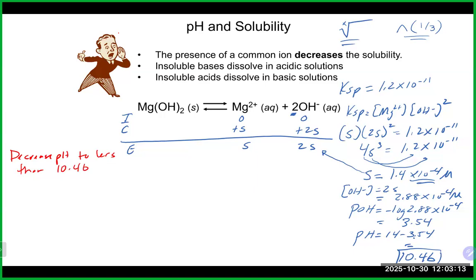How can I decrease the pH? What should I add? Acid or base? I should add an acid, right? So to drop the pH below 10.46, you're going to add an acid. And essentially, when you add an acid, you're really just adding, in most cases, H plus, right? That's basically what makes it an acid. So you're adding some more H plus to this solution.